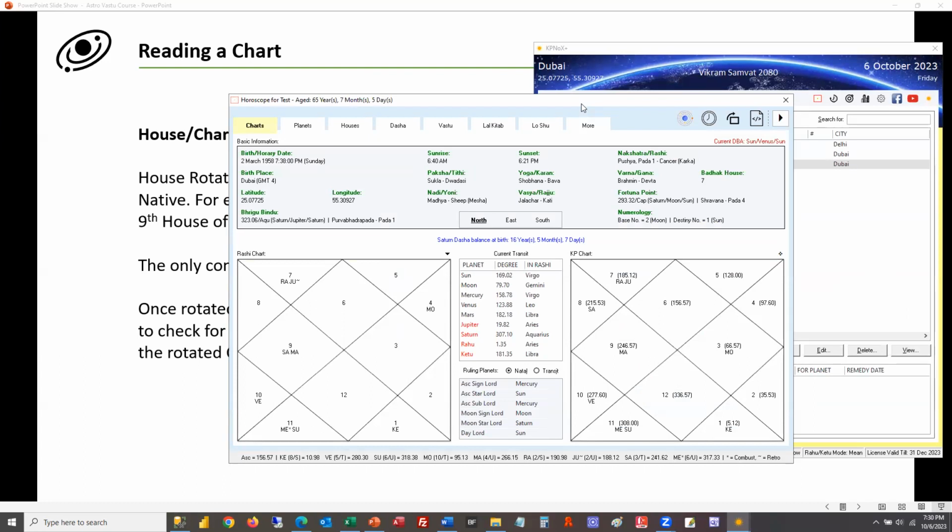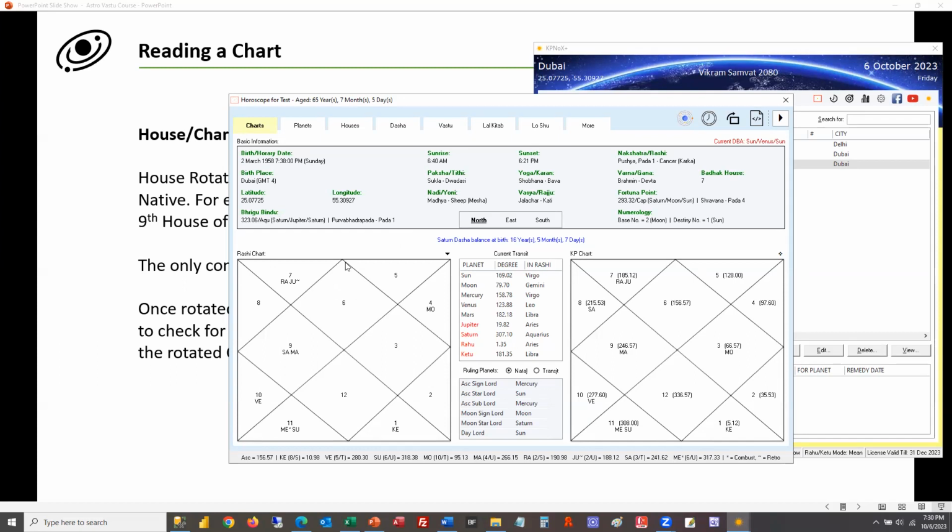Can you tell me? So in that case, what you do is you create the chart for the native, whoever it is, and then you rotate the chart, what we call chart rotation. Now, what is chart rotation? We have already discussed relationships. If you go back to day 1 or day 2, you will understand what we discussed in terms of relationships.